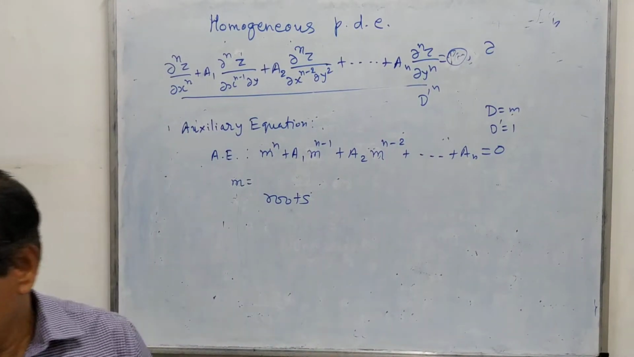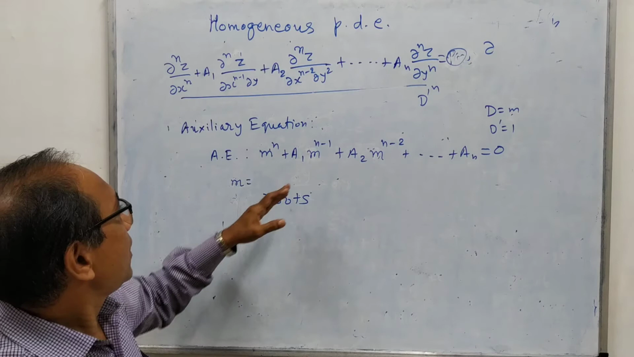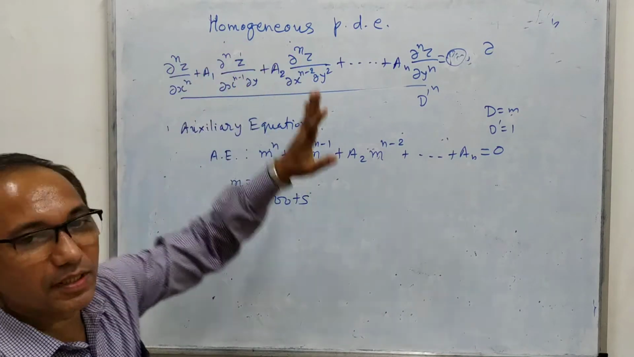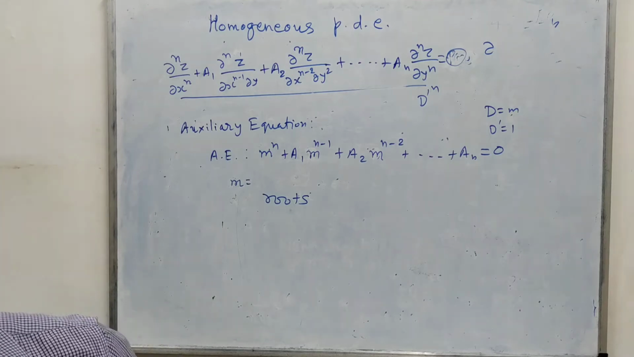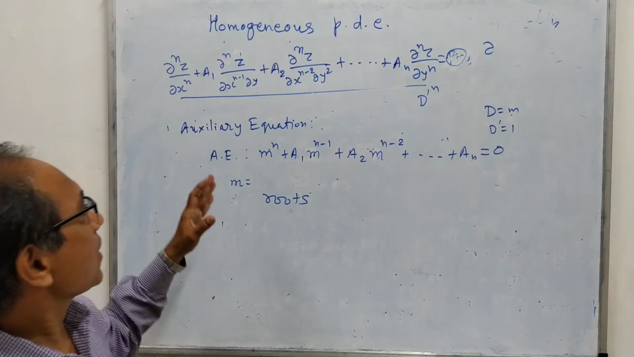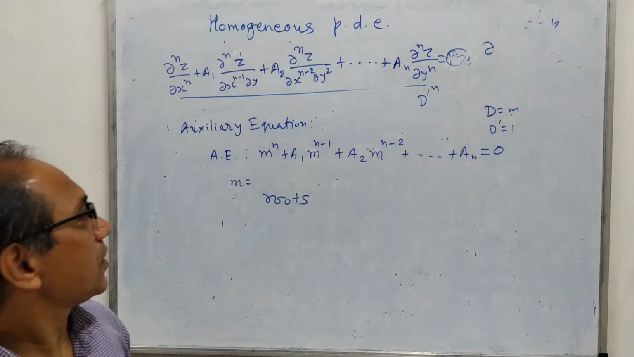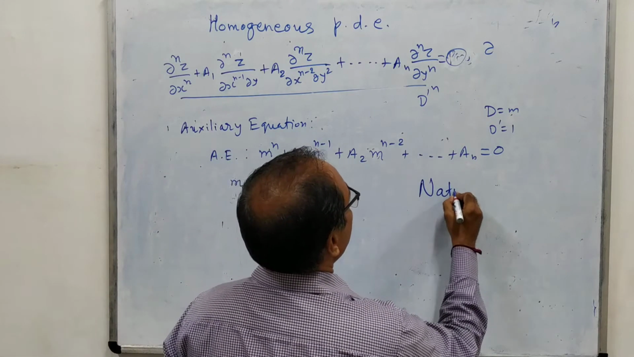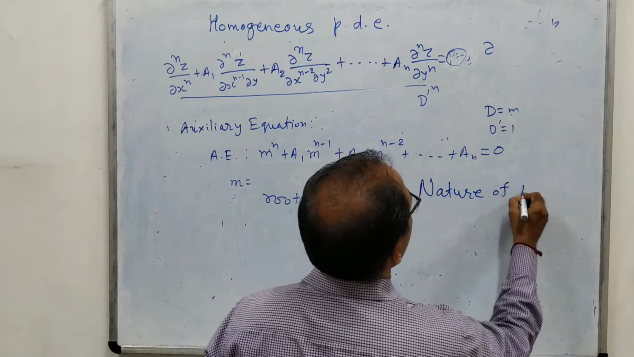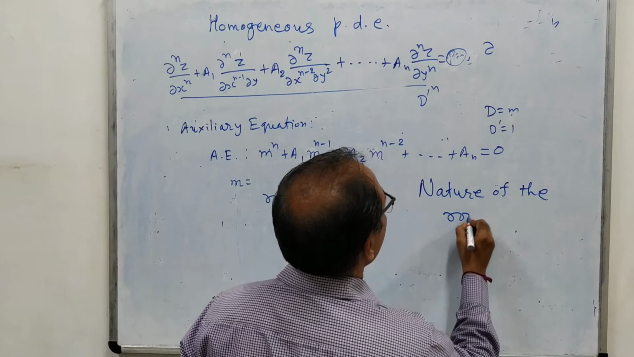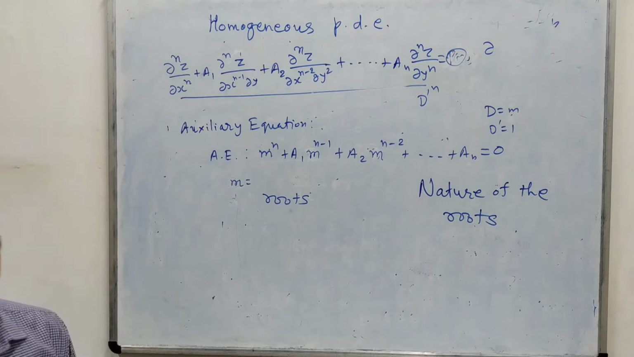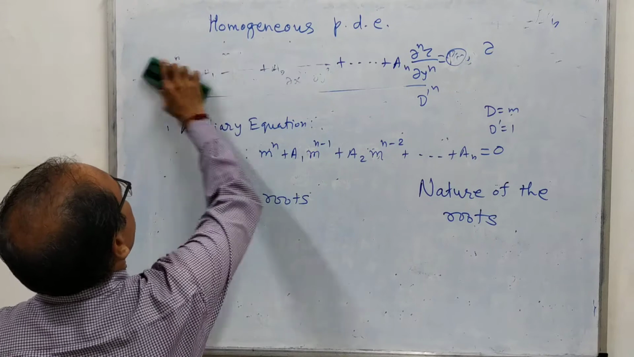So friends, here you can see that in the last lecture we understood what is a homogeneous partial differential equation, and we have seen what are the different cases based on the nature of the roots. So we will consider different cases based on the nature of the roots.